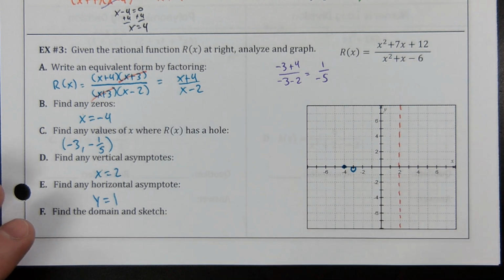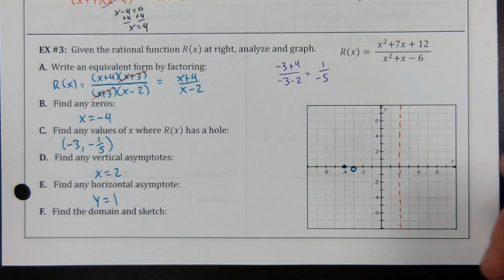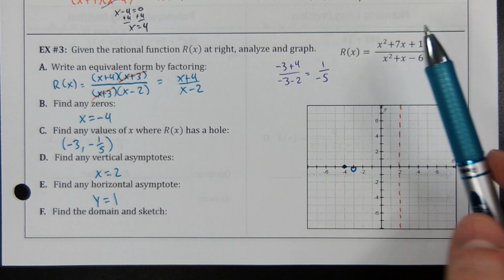If it's like a bottom heavy or top heavy? Like a 6 over a 3, would that mean y equals 2? Yeah, if the leading coefficient on top was a 6 and the leading coefficient on the bottom was a 3, as long as the degrees were equal, then it would be 6 over 3, which equals 2.